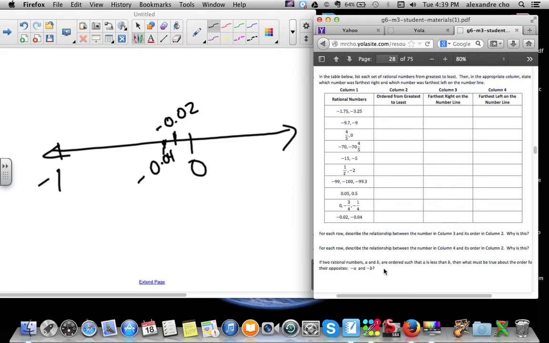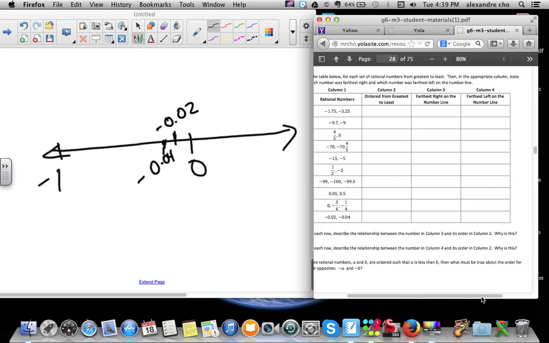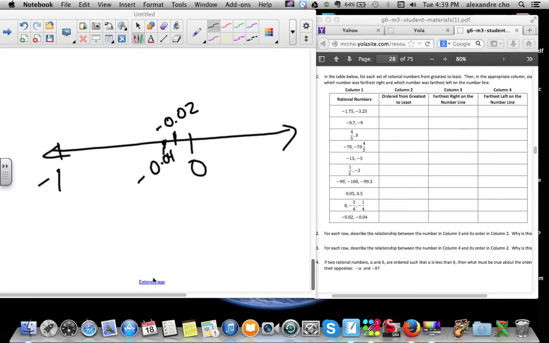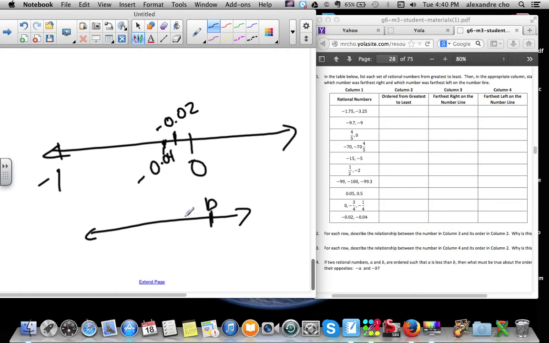Okay, so if two rational numbers a and b are ordered such that a is less than b, then what must be true about the order for their opposites? So a is less than b. So let's see what that means. If you have two numbers on a number line, and a is less than b, let's make b over here and a over here. Okay, so I know that b is bigger than a. Then what must be true about the order of their opposites?